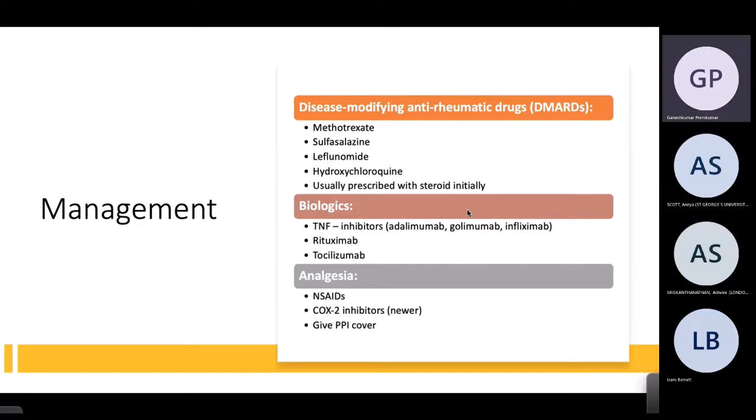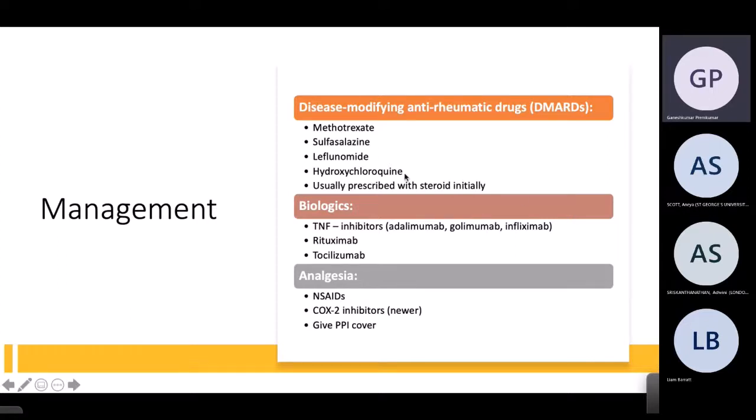Okay, management, these are all your DMARDs. You've got biologics, analgesia. Methotrexate is often a drug that's commonly started. Two things you need to think about when you hear methotrexate: contraindicated in pregnancy because it's a folic acid antagonist, and you can end up with neural tube defects with methotrexate. The second thing is liver function. It has some pretty severe impact on the liver, so you need to make sure there's baseline liver checks and regular, maybe biannual liver checks as well.